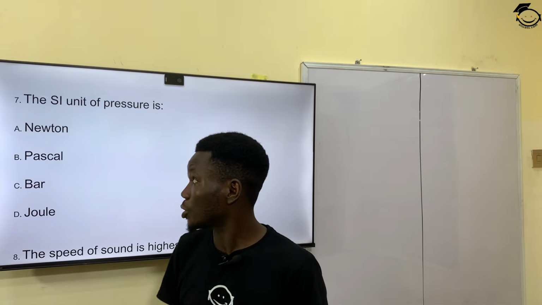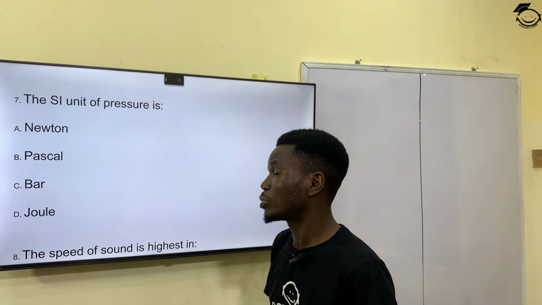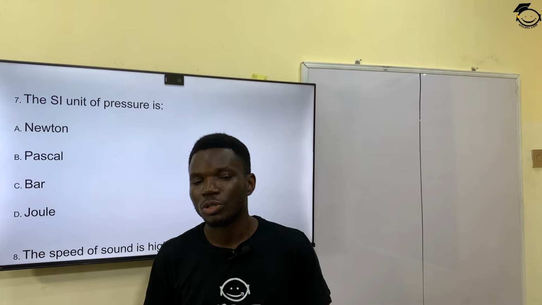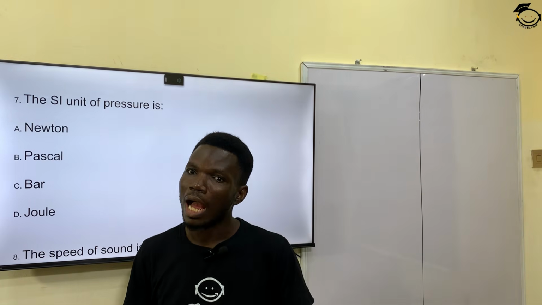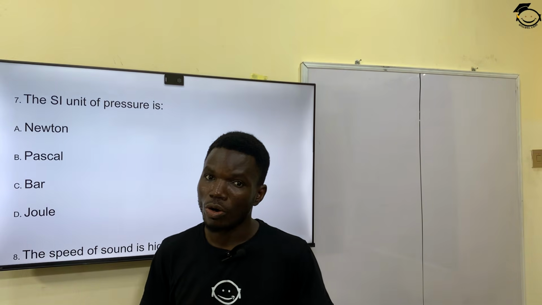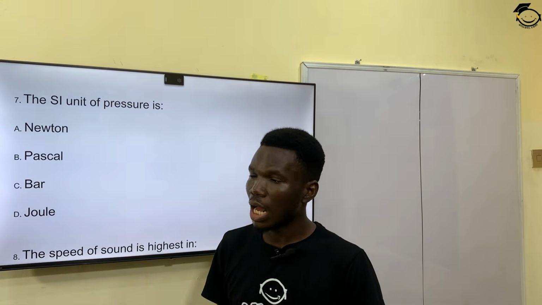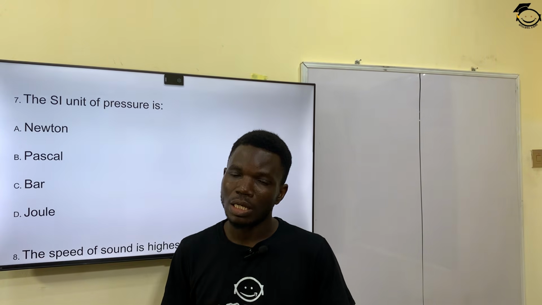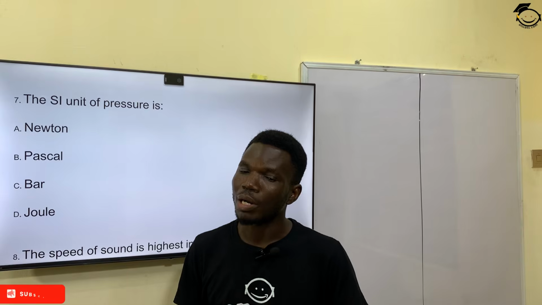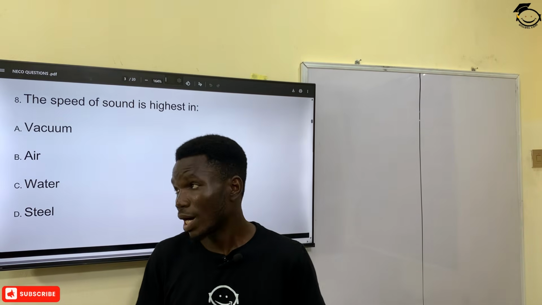Moving on to the next question, which is question number 7. It says the SI unit of pressure is that. The SI unit of pressure was gotten from a scientist named Blaise Pascal, as he proposed the Pascal law. So the SI unit of pressure is simply Pascal, and 1 Pascal is equal to 1 Newton per meter square.